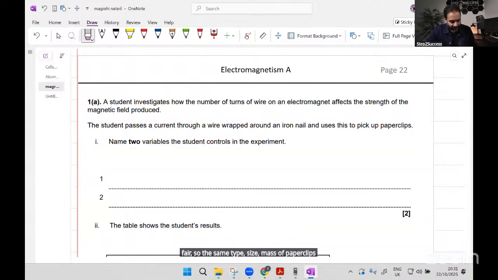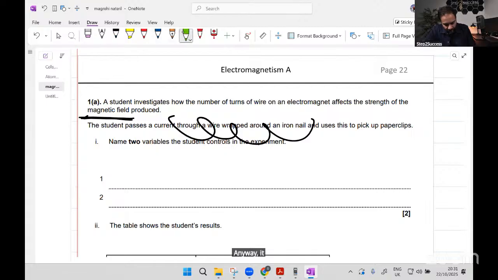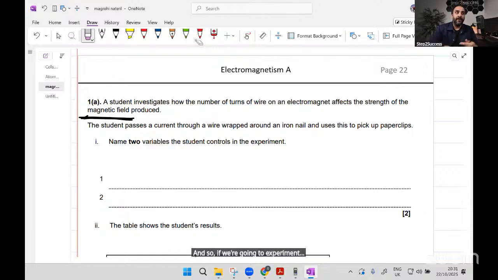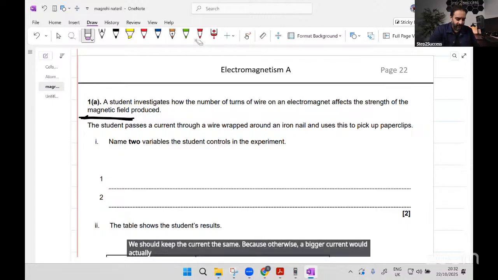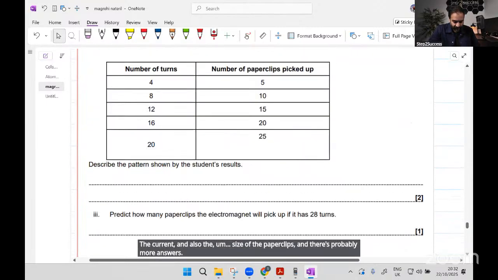And also, how do we get this magnetic field anyway? It happens due to the current in the wire. And so if we're going to investigate just the number of turns, we should keep the current the same, because otherwise a bigger current would actually make this magnetic field stronger as well. So you're controlling the current and also the size of the paper clips. And there's probably more answers. There are some results. You can do that yourself.